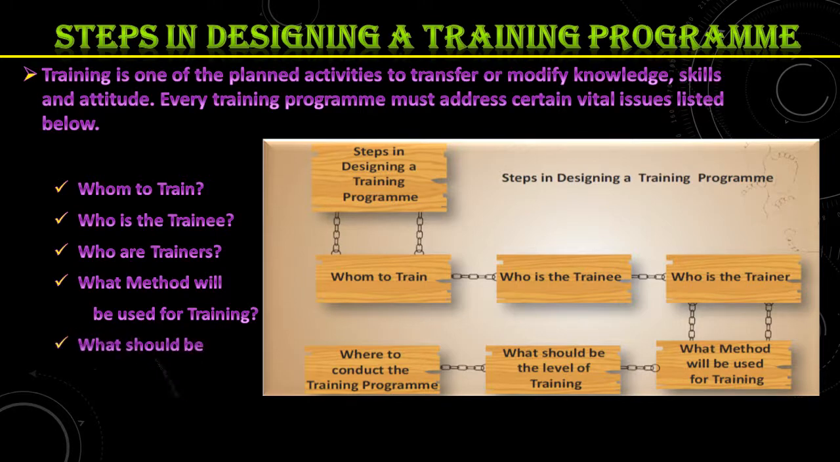Next one, what should be the level of training? The training department should decide the level of training to be imparted to the employees. Usually, introductory training is given to a new recruit to sensitize them to various aspects of the work. Middle level employees are given skill development training, while higher level training is given for enhancing the functional efficiency of executives. So it depends on the level of employees.